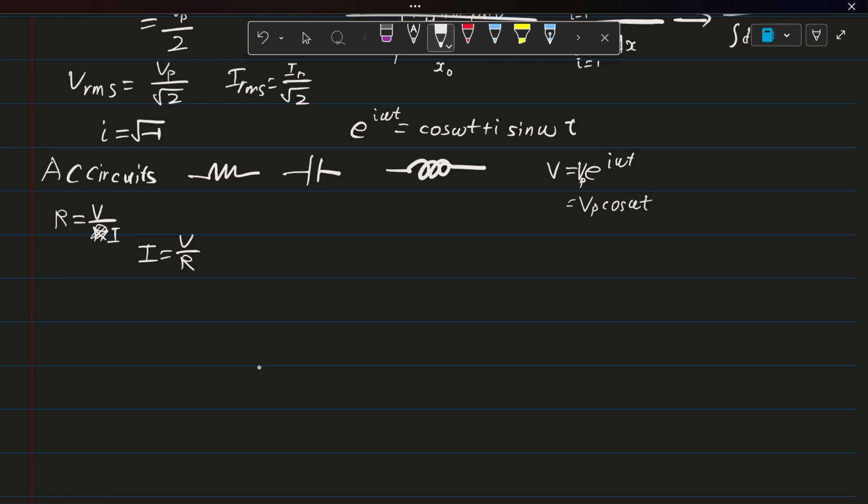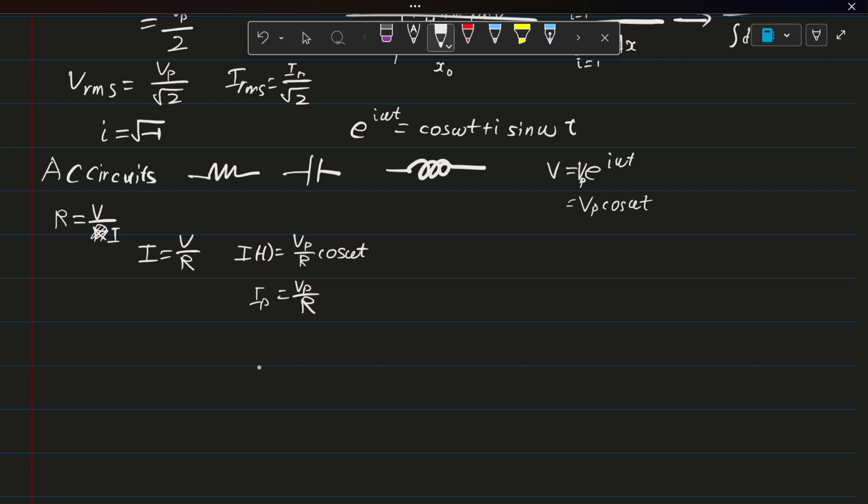So we'll later just put these two values in just to see if these two are the same idea. So let's just plug it in. The function of I will be Vp over R cosine omega t. So what we see is that the I peak is Vp over R. And then they have the same phase.